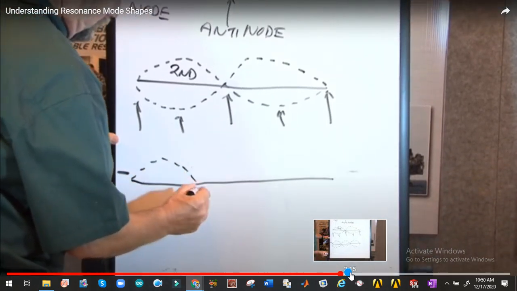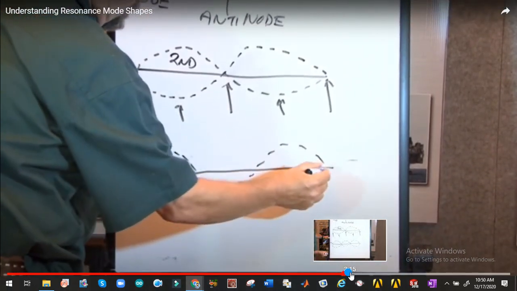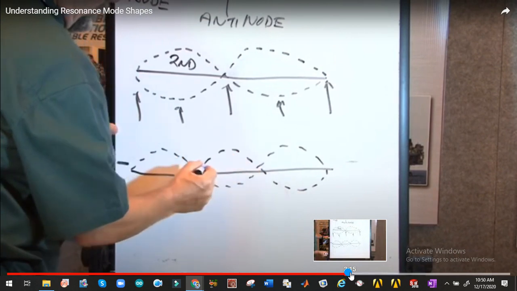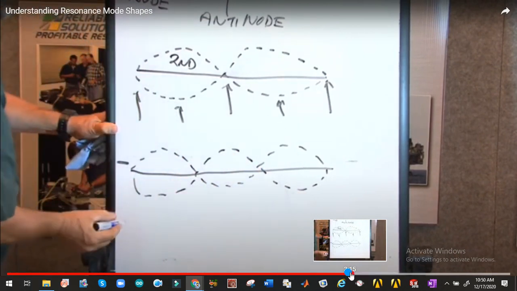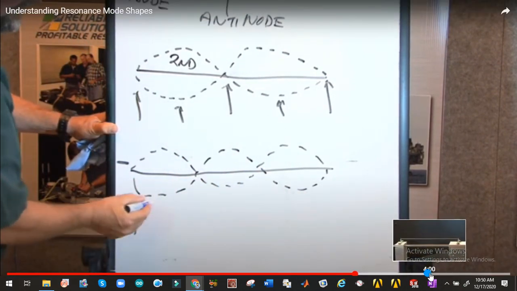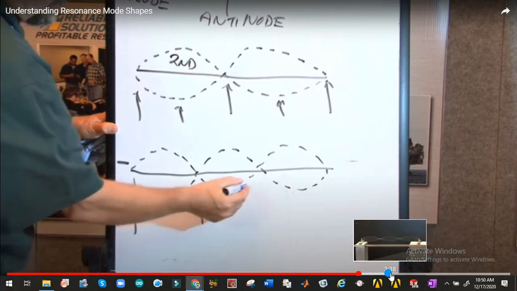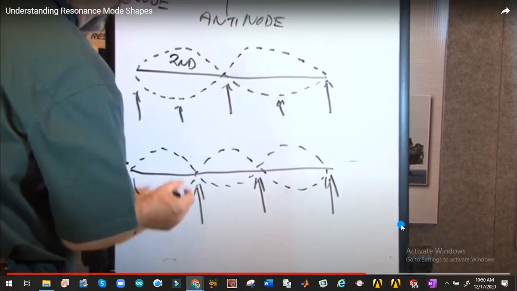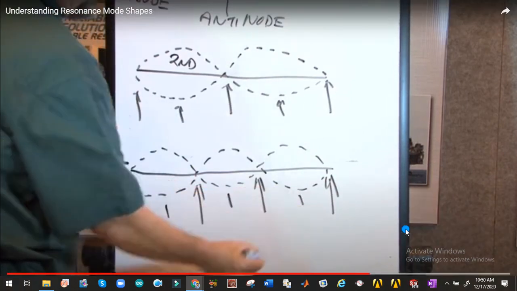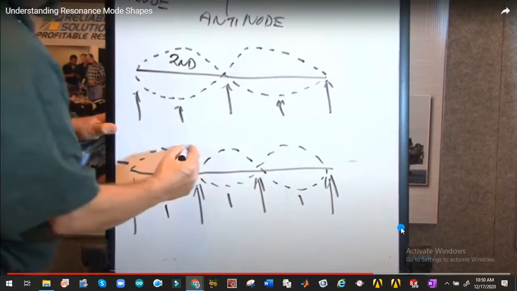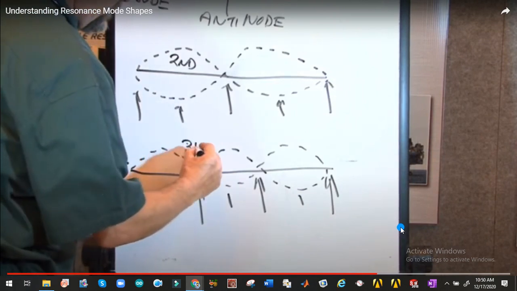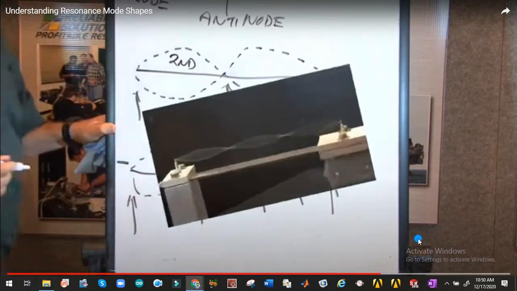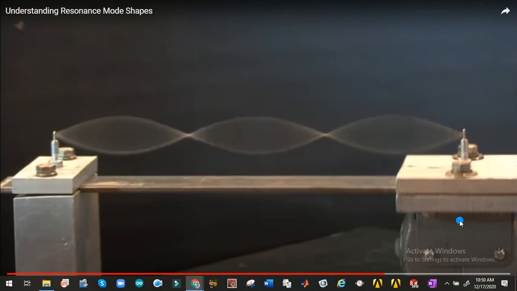Now check, this is your third mode, where we will have 4 nodes and 3 antinodes. This has 4 nodes and 3 antinodes. And this one is the third. Here we have the third critical mode shape.